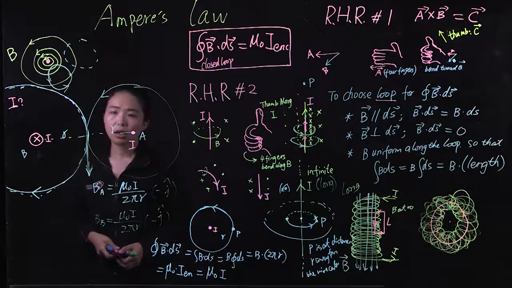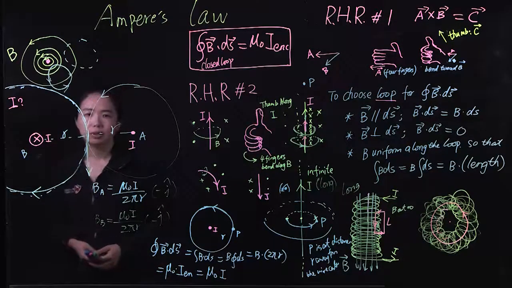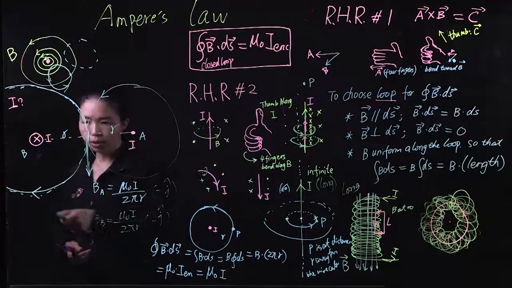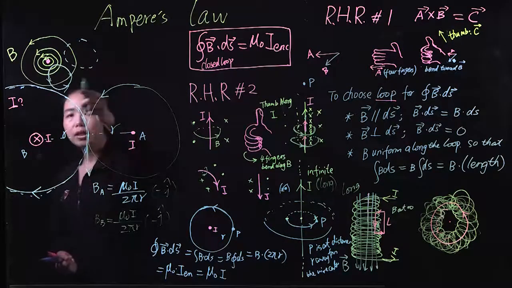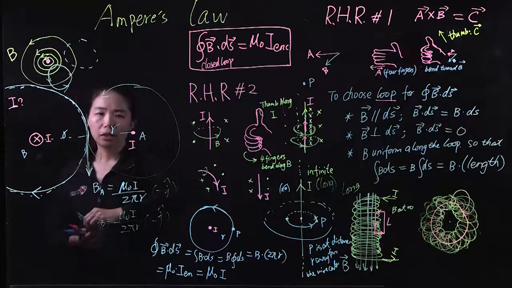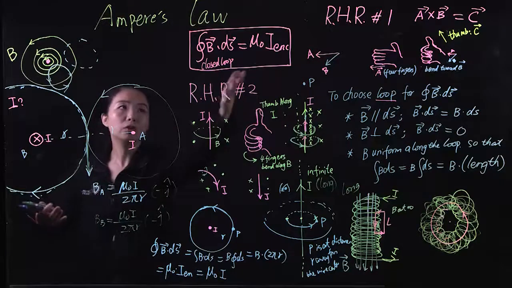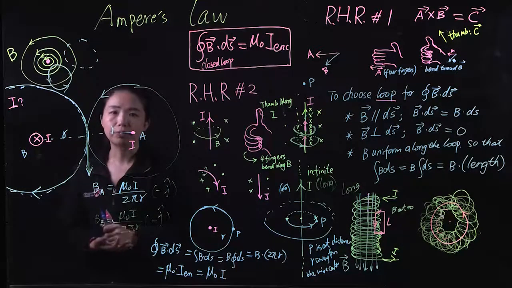Okay? And you may ask, wait a minute, what's going to happen if I would like to draw a circle surrounding both of them? If I'm drawing a circle surrounding both of them, the total current into the page and out of the page cancel out. Left with no current, and this integration gives us 0, which means B field equal to 0.